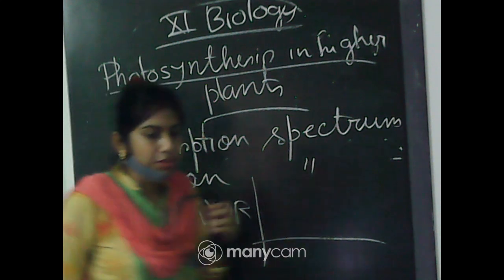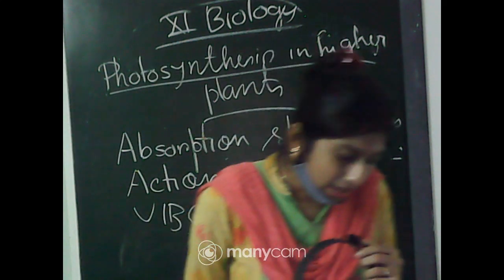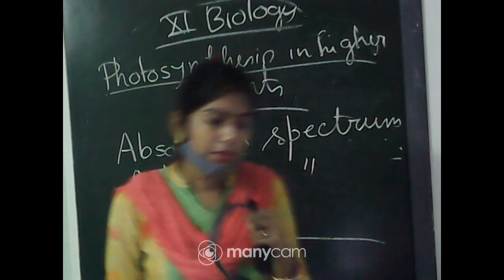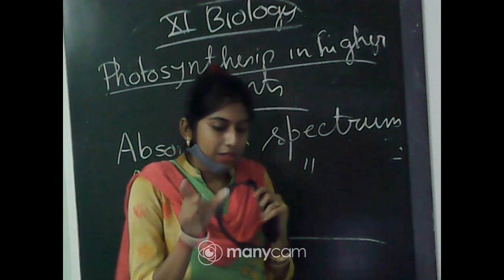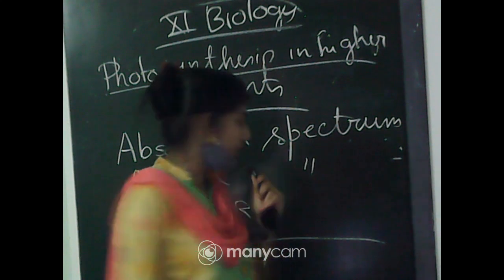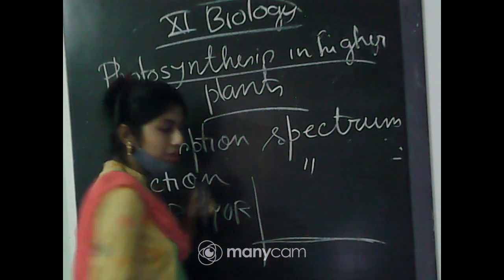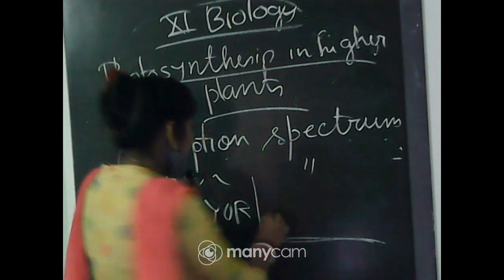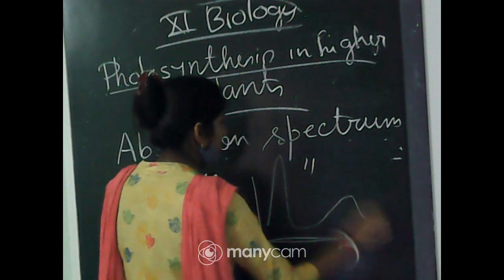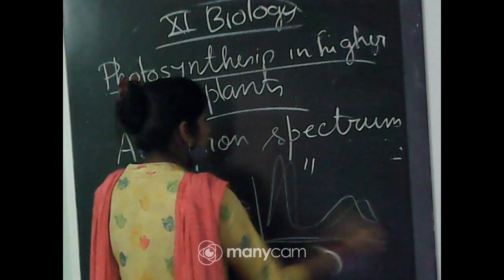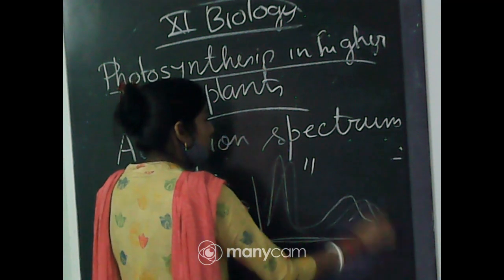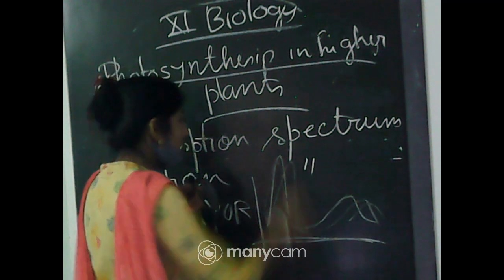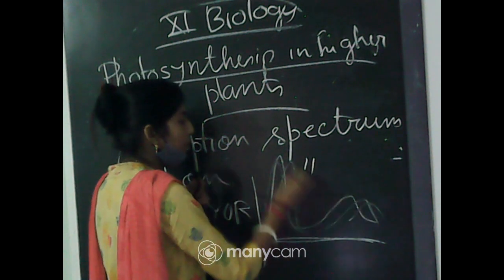So on the left side of that graph you can see that absorbance of light by chloroplast pigment is given, and in the other portion there will be the visible spectrum, that is VIBGYOR. So you can see that at two particular positions the pigments have shown the highest absorbance. Okay, two highest peaks can be found.